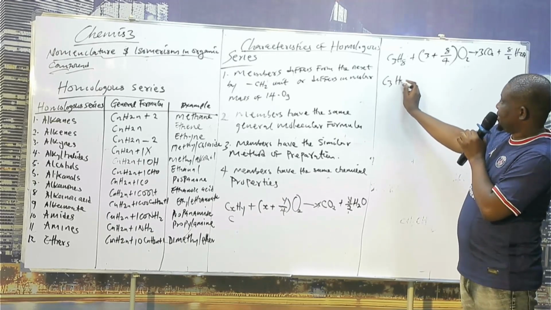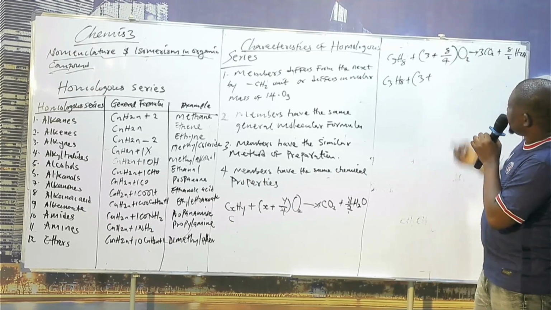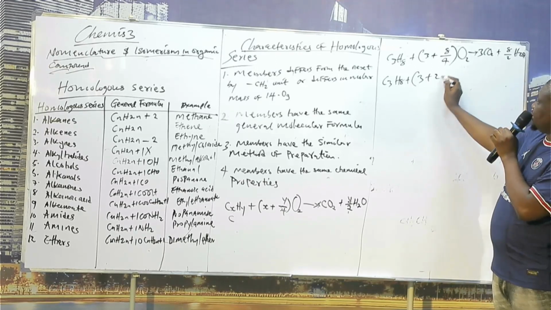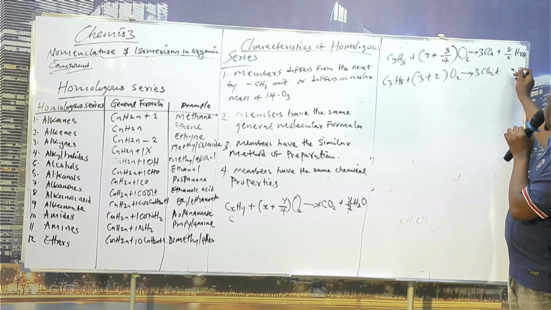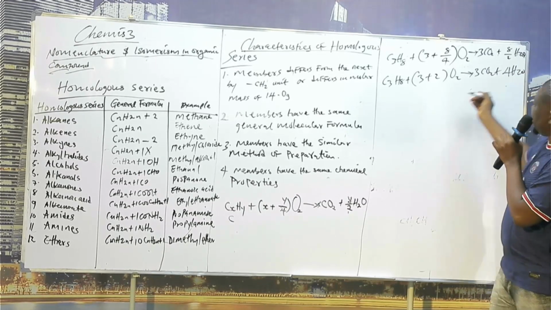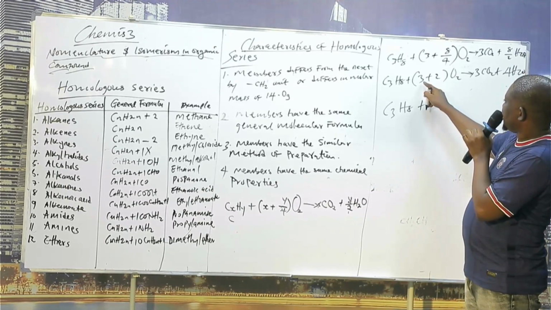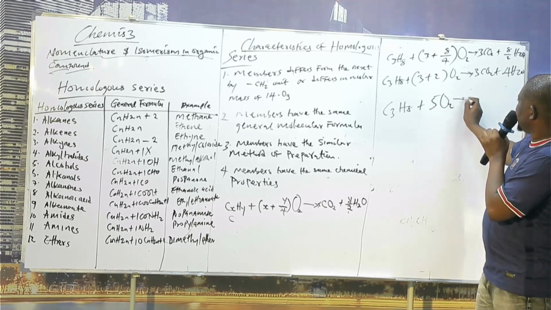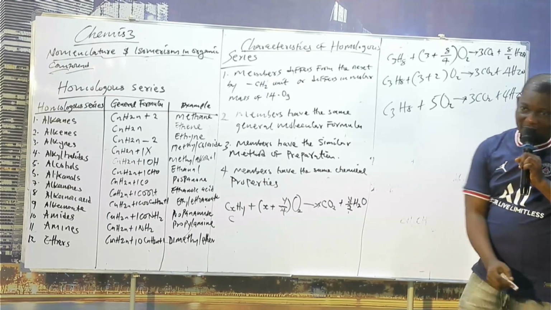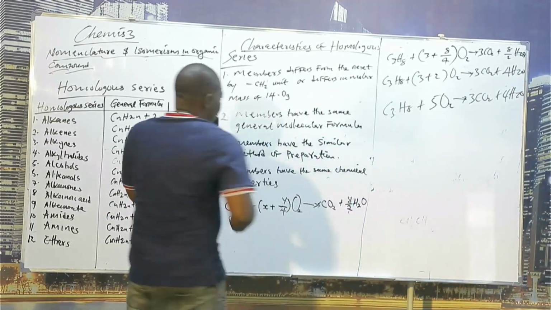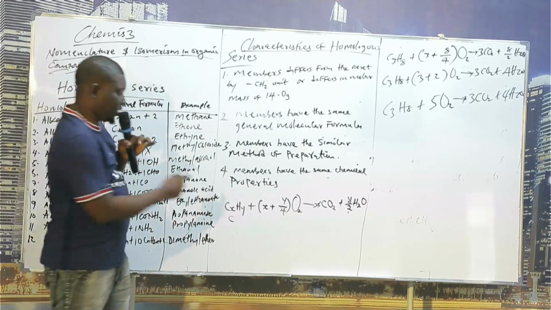So let's see. C3H8 plus 3 plus this divided by this, is it 2? 2O2 equals 3CO2 plus 4H2O. So finally I have C3H8 plus this place, is it 5 or 6? O2 equals 3CO2 plus 4H2O. Is it correct? So you can use this formula to balance all of them from 1 to 10, just by plugging in the values.